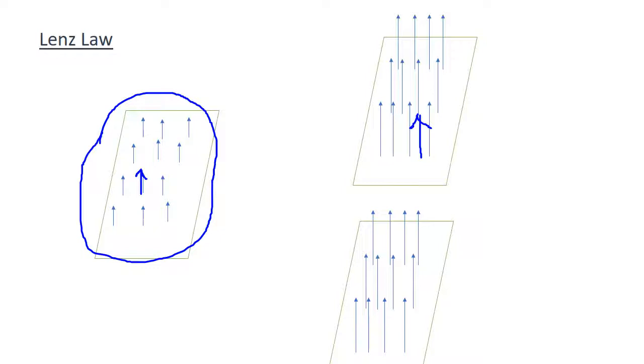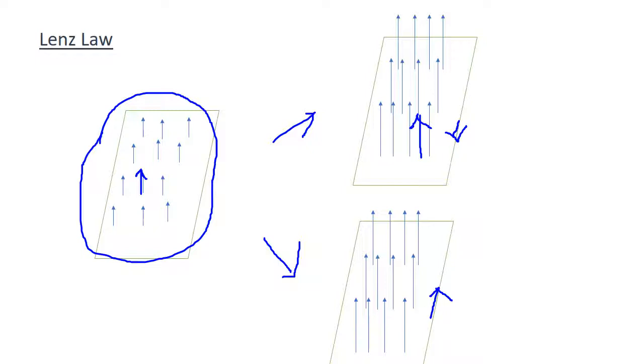Remember that Lenz's law states that the magnetic field produced by the induced current will oppose the change in magnetic field. So there are two scenarios as to what direction the current will flow in. The first one is clockwise, and the second one is counterclockwise. Let's talk about the counterclockwise first.